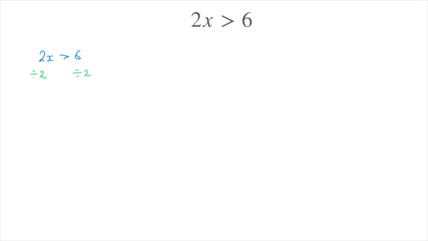The left-hand side therefore becomes 2x divided by 2, which leaves us with x. On the right-hand side, however, we have 6 divided by 2, which is equal to 3. And that's the answer. And if needs be, we can illustrate this answer on a number line, something looking like this. I have 0 here, 1 here, 2, 3, and so on.